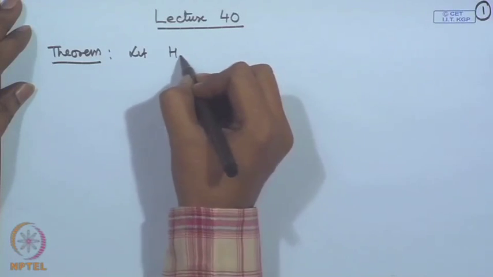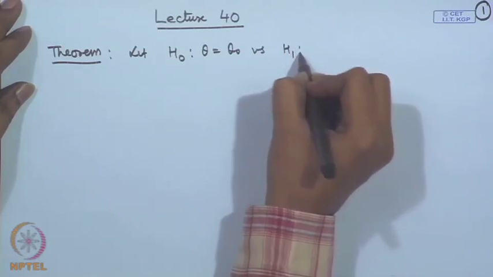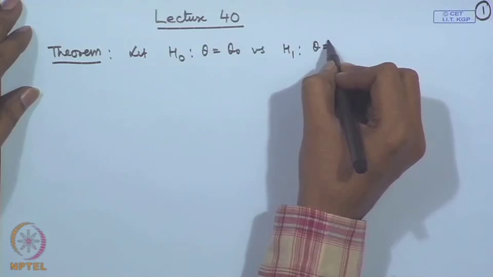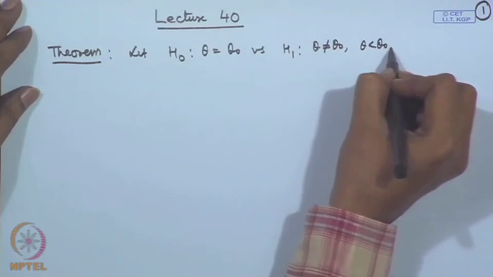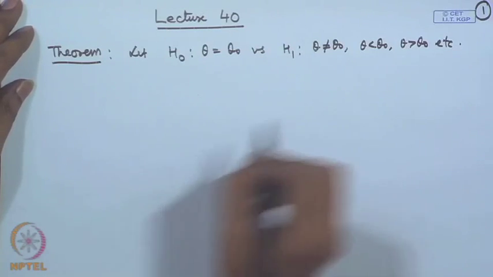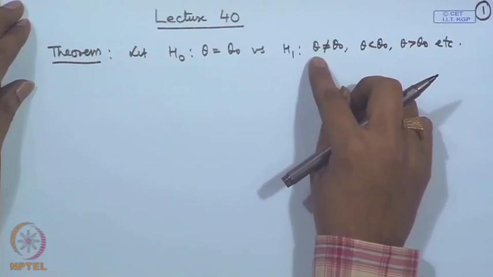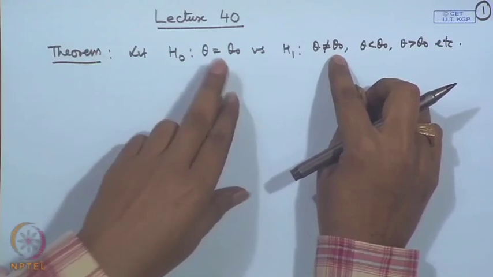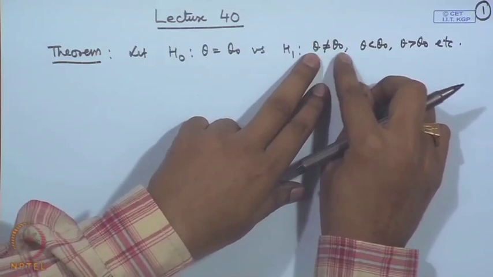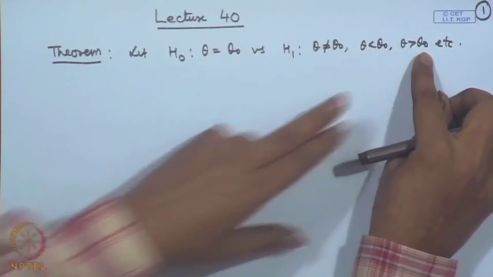So, let us consider a hypothesis testing problem, theta is equal to theta naught against some alternative. Actually, that alternative I am not writing specifically, it could be theta less than theta naught or theta greater than theta naught, etcetera. Any of the alternatives can be there. That means, in the acceptance region you have theta naught, and in the rejection region you may have all the points except theta naught, or all the points below theta naught, or all the points above theta naught.